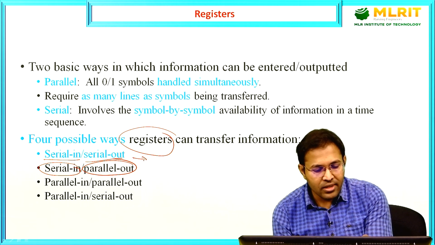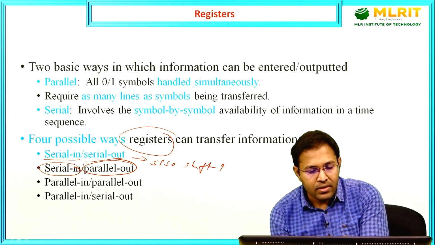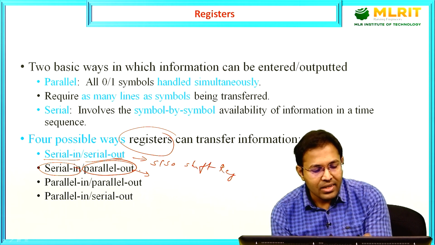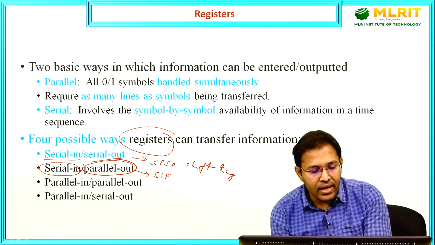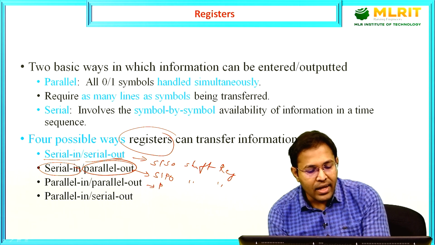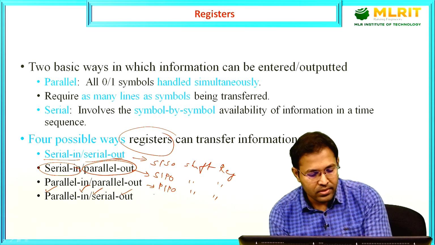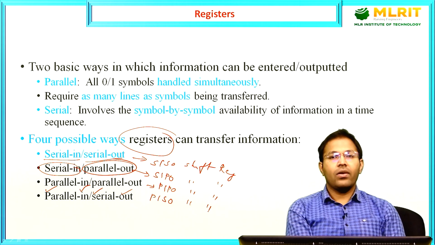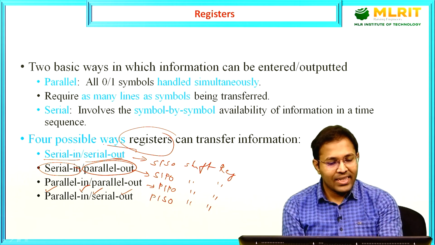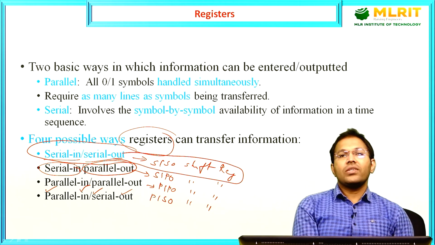So, this is your SISO shift register, and this is your serial input parallel output shift register, and this is parallel input parallel output shift register, okay. Next one will be parallel input serial output shift register, okay. So, now we are going to see the serial input serial output, which is SISO shift register.